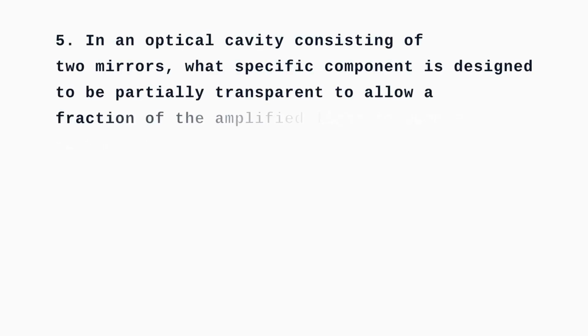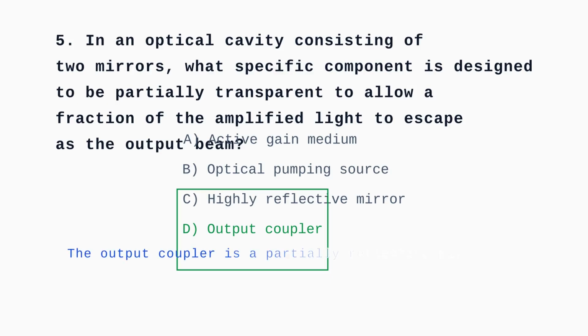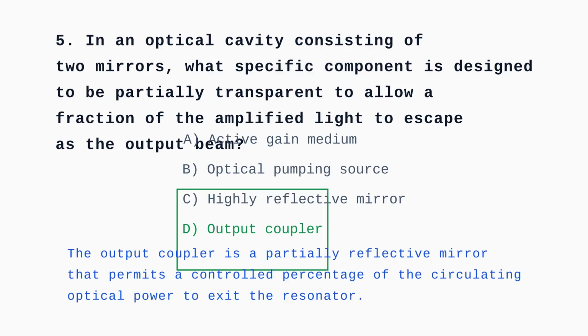Question 5. In an optical cavity consisting of two mirrors, what specific component is designed to be partially transparent to allow a fraction of the amplified light to escape as the output beam? The output coupler acts as a gateway for the laser cavity. By keeping it partially transparent, a fraction of the oscillating light is allowed to leak out as our useful, coherent output beam.